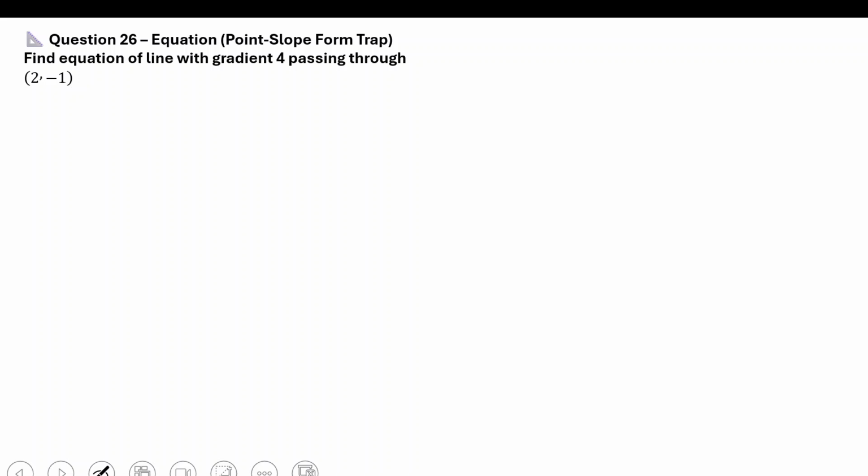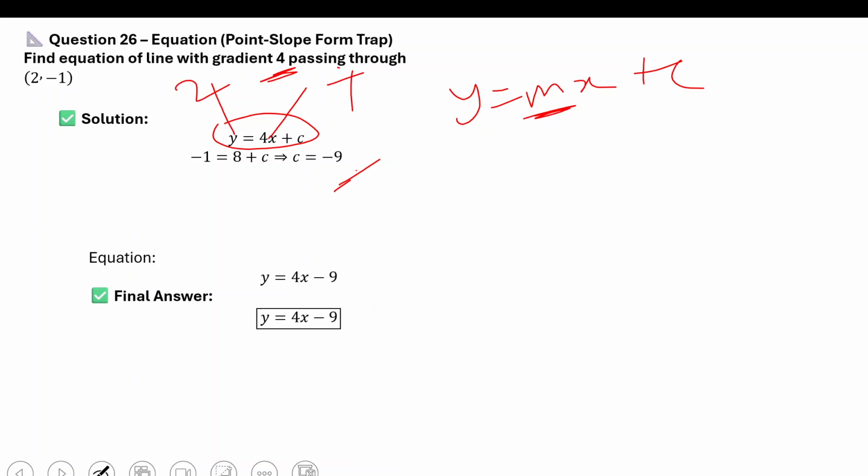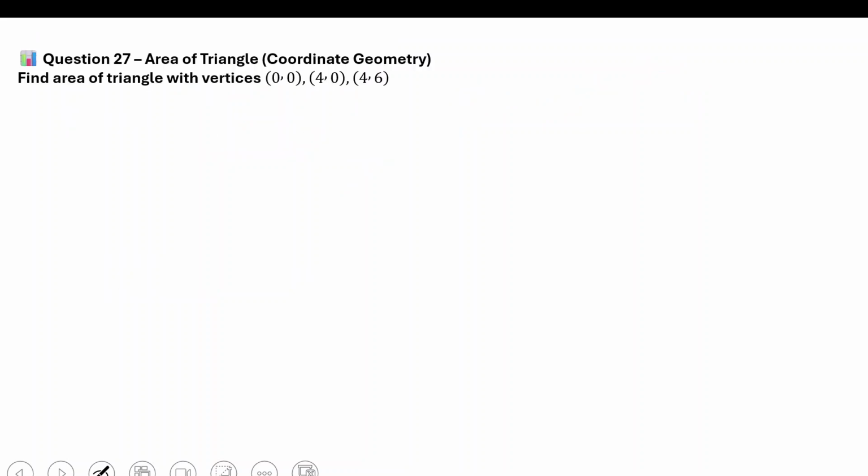Find the equation of the line with gradient 4 passing through 2 and minus 1. Okay, so the equation of a straight line is y equals mx plus c. Already m is 4, the gradient is 4. That's why I have this one now. So I can find the intercept by the time I put y as minus 1 and x as 2. So I got my intercept as minus 9. So I have y equals, the gradient is 4, x, minus intercept 9. All right, so y is equal to 4x minus 9.